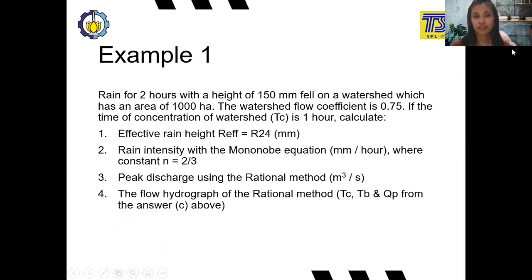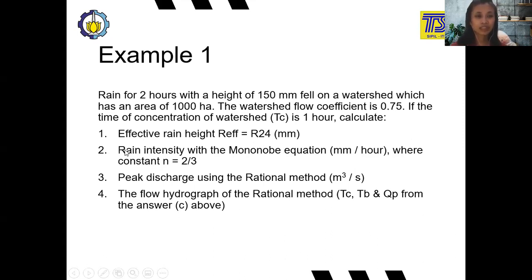There is rainfall for 2 hours with the height of 150 millimeters fell on a watershed which has area of 1,000 hectares. And the watershed flow coefficient, the alpha, is 0.75. If the time of concentration is 1 hour, calculate the effective rainfall, or R effective, or R24 if you use it for the Mononobe equation.